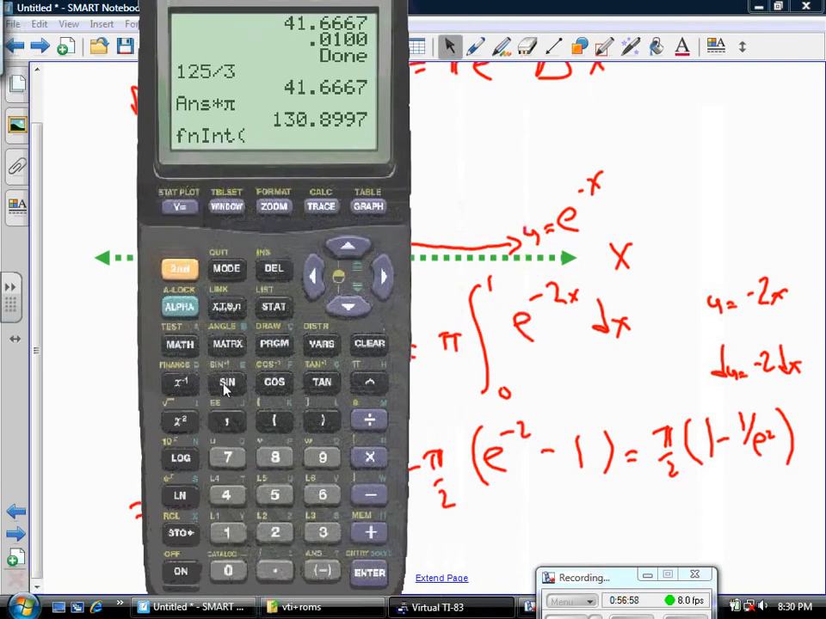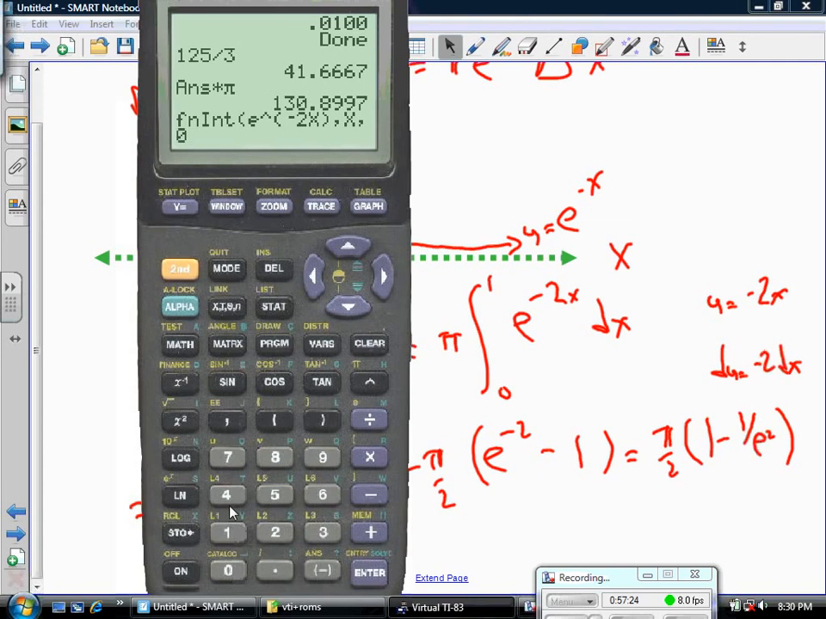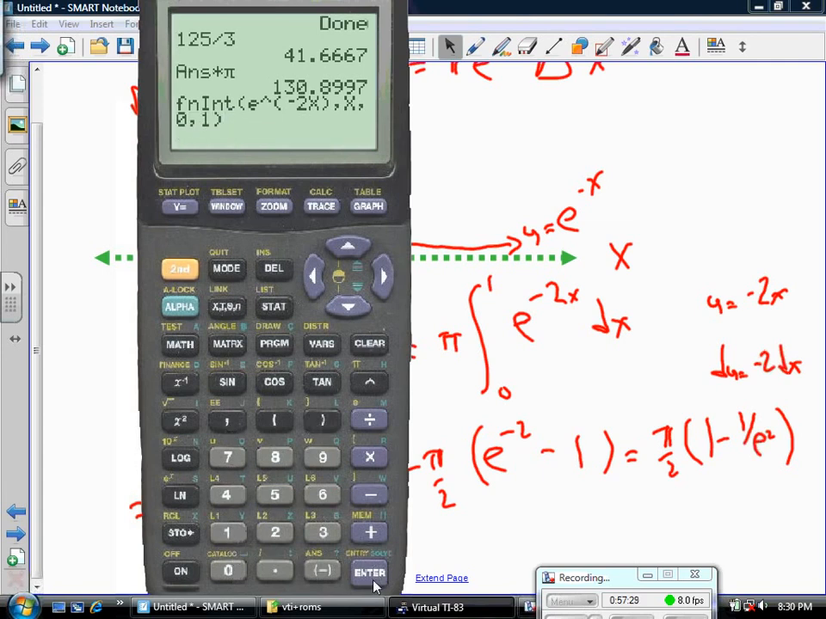This mess, right? So it's e to the, that's second ln, because it's yellow, right? The e to the x is yellow, of negative 2x, right? So it's negative 2x, close that. Then what do you write? Comma, what? X, then what? Comma 0, comma 1. And that's not the answer.